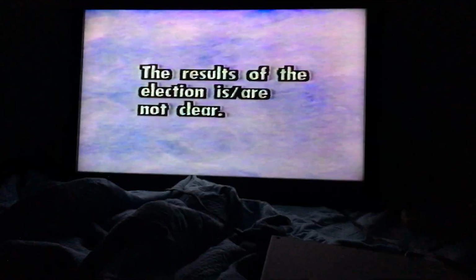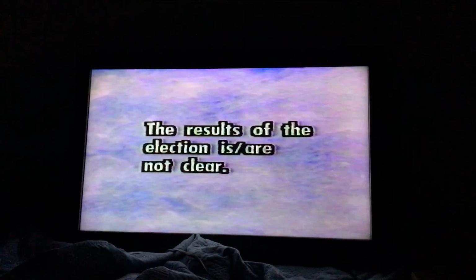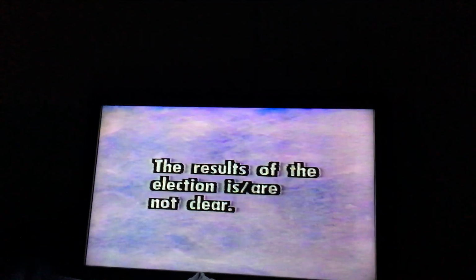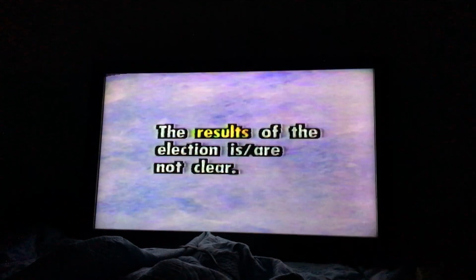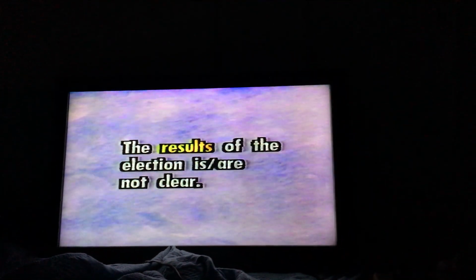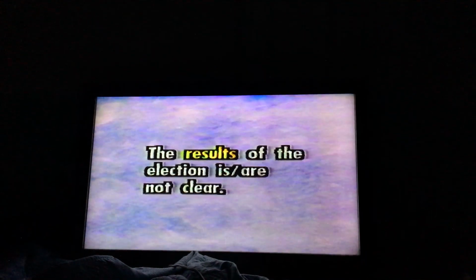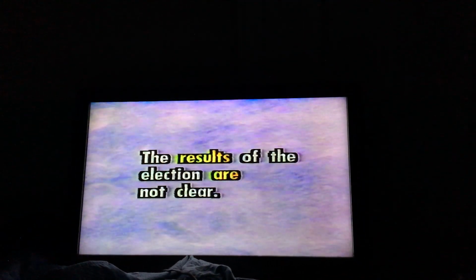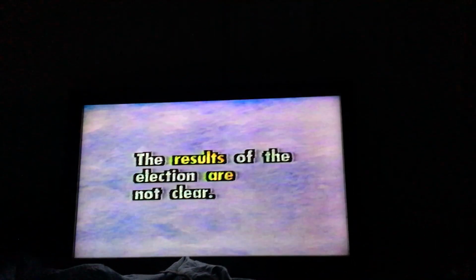The results of the election are not clear. Which is the subject? Results or election? That's right, results, and it's plural. So, which is the correct form of the verb? Is or are? That's right, are is correct. Results are not clear.